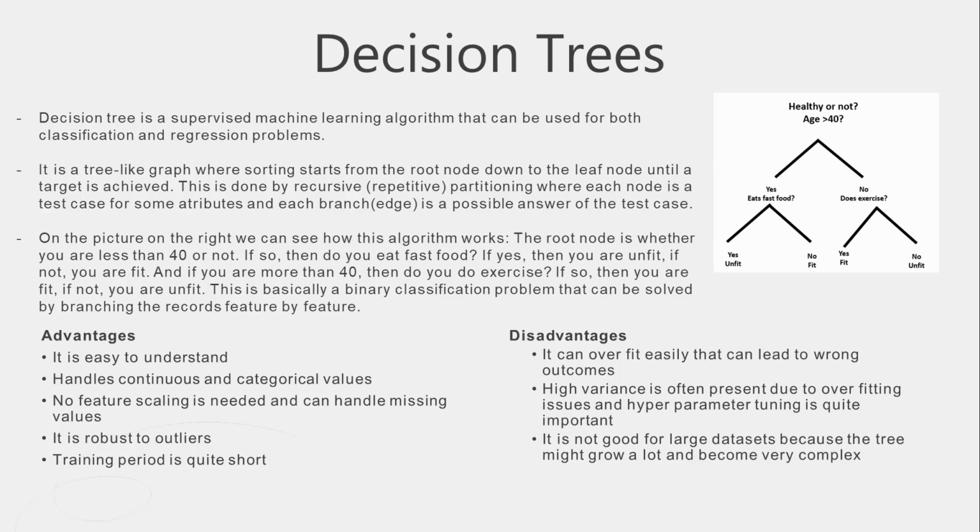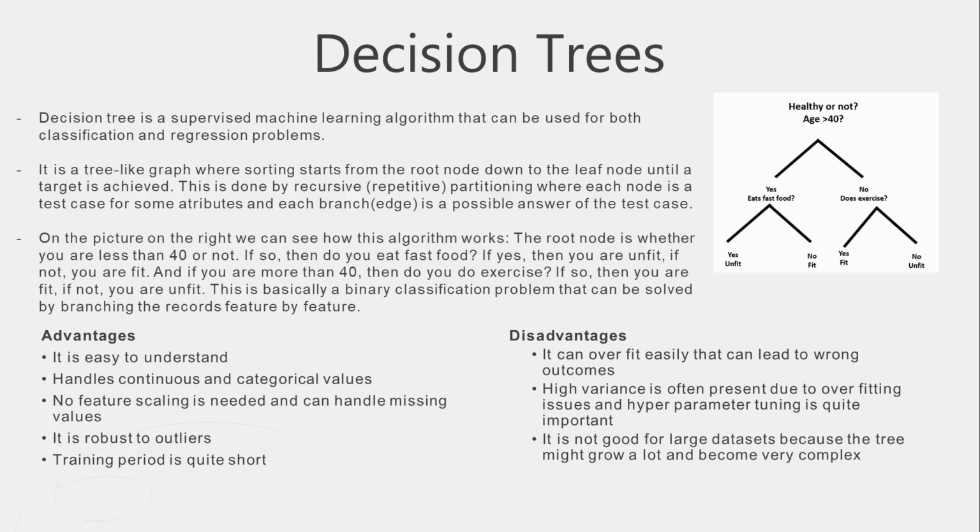A decision tree is a supervised machine learning algorithm that can be used for both classification and regression problems. It is a tree-like graph where sorting starts from the root node down to the leaf node until a target is achieved. This is done by recursive or repetitive partitioning, where each node is a test case for some attribute and each branch is a possible answer to the test case. The partitioning is performed by implementing one of two methods, information gain and Gini index, which are measures that guide the building of the decision tree.